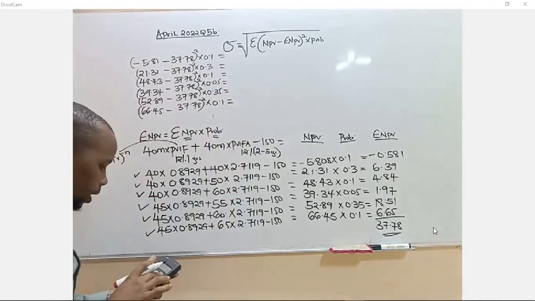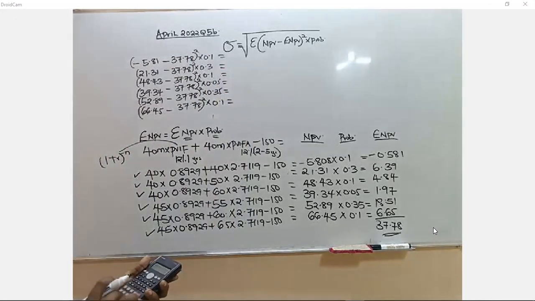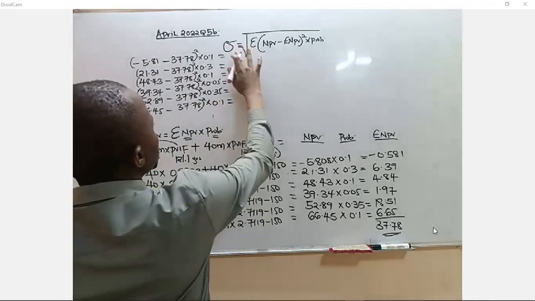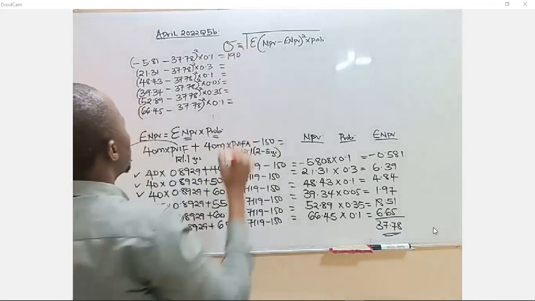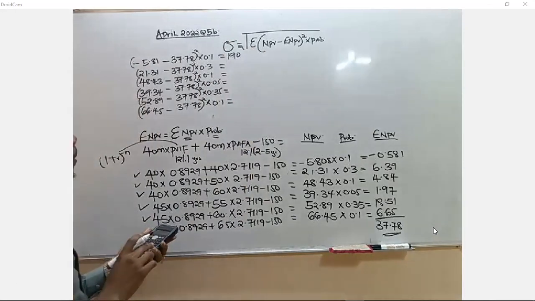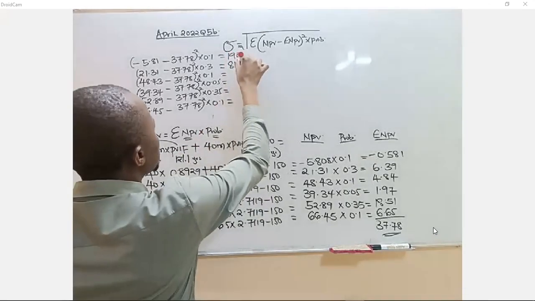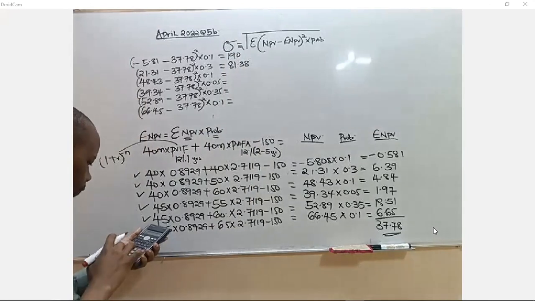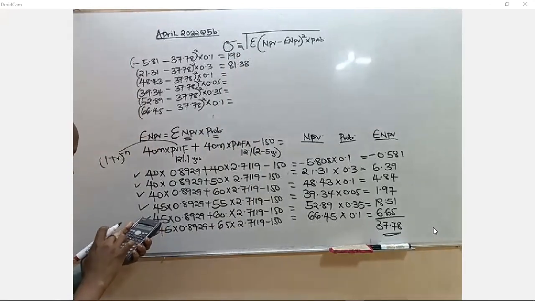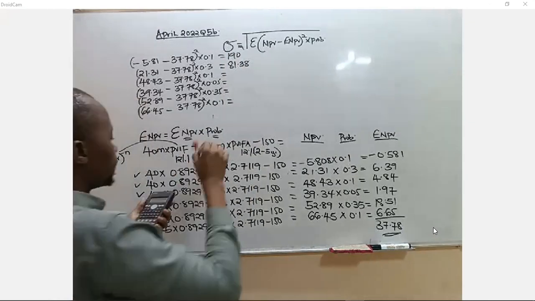Now let's start with the first one, negative 5.81 minus 37.78 squared. Then I multiply by 0.1, getting 190. The second one will be 21.31 minus 37.78, squared. Then I multiply by 0.3, getting 81.38. The next one will be 48.43 minus 37.78 squared. Then you multiply by 0.1, getting 11.34.